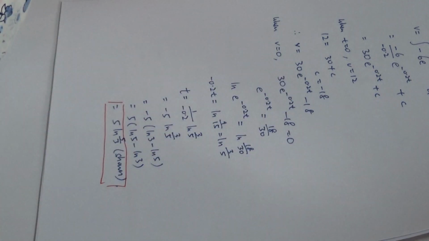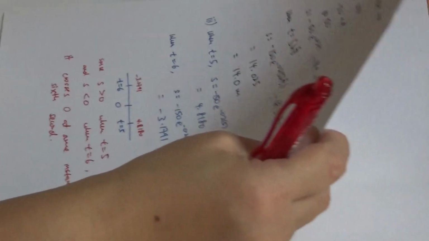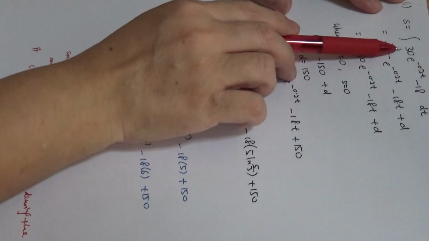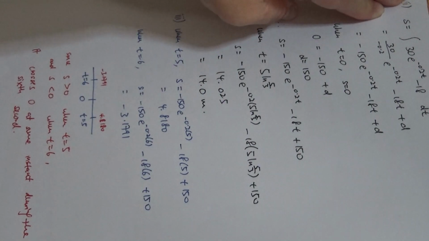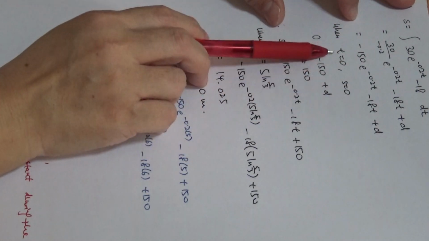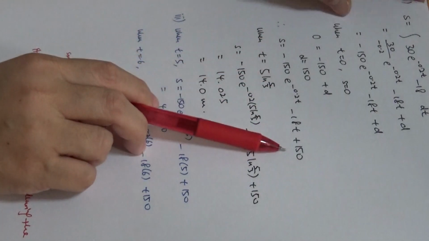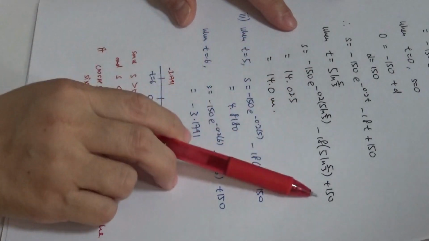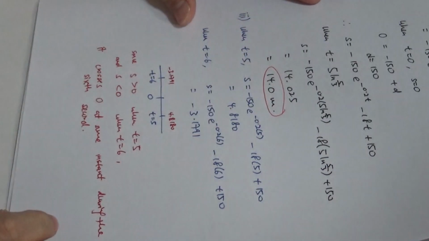Now part 2, calculate the distance OP. Now we find the displacement function first. Displacement function, you integrate, we get this. When t is 0, s is 0, we sub in. So finally, this is the displacement function. So when t is 5 ln 5/3, we plug in, we get this answer. So this will be our displacement for part 2.